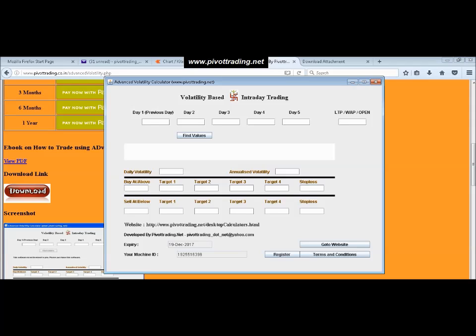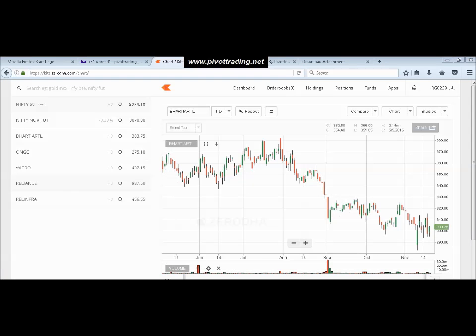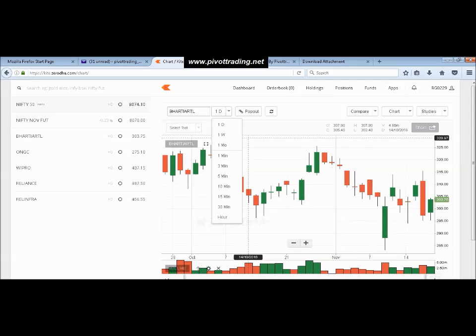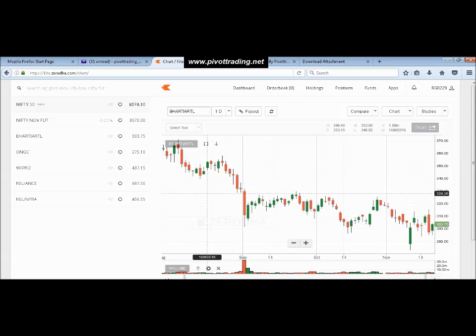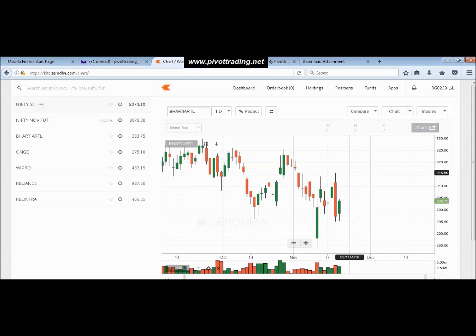Now how to use it? I will show you a practical example. I open Bharti Airtel's chart here. I'm opening the daily chart. Just select a day from here. If you're using any other broker or charting tool, you can open a daily chart in that software. It's a little bit tedious, but that is how it works. You need to note down the last 5 days' closing prices.